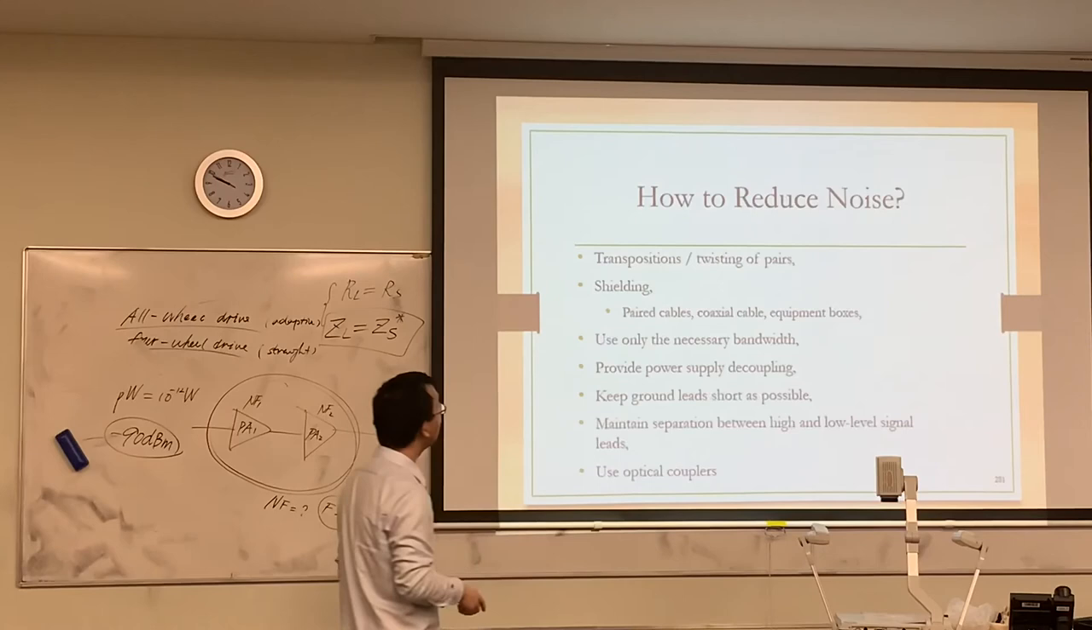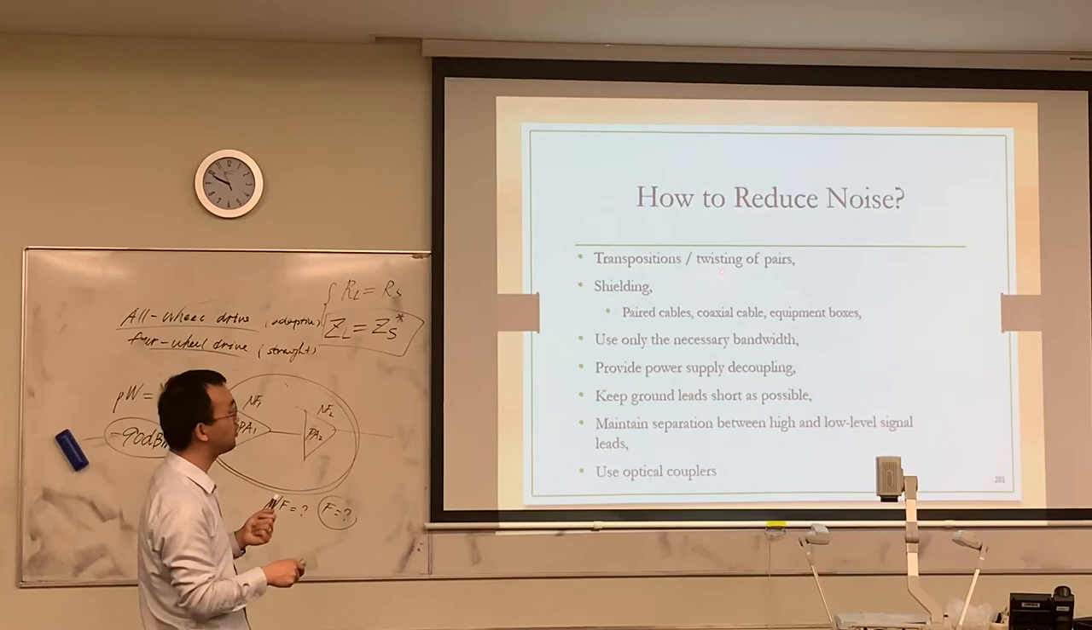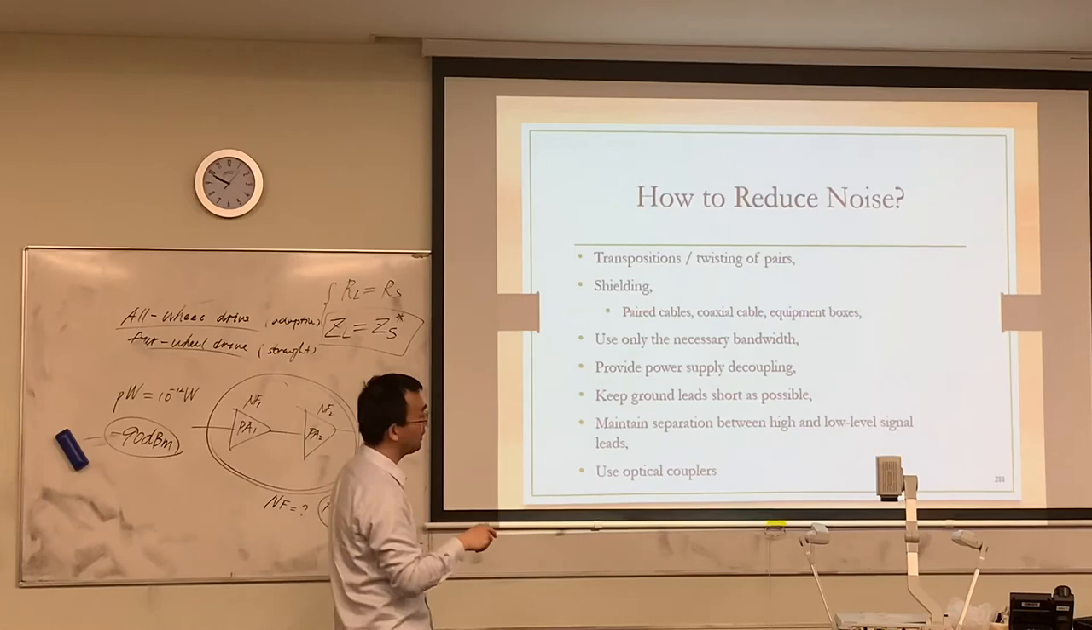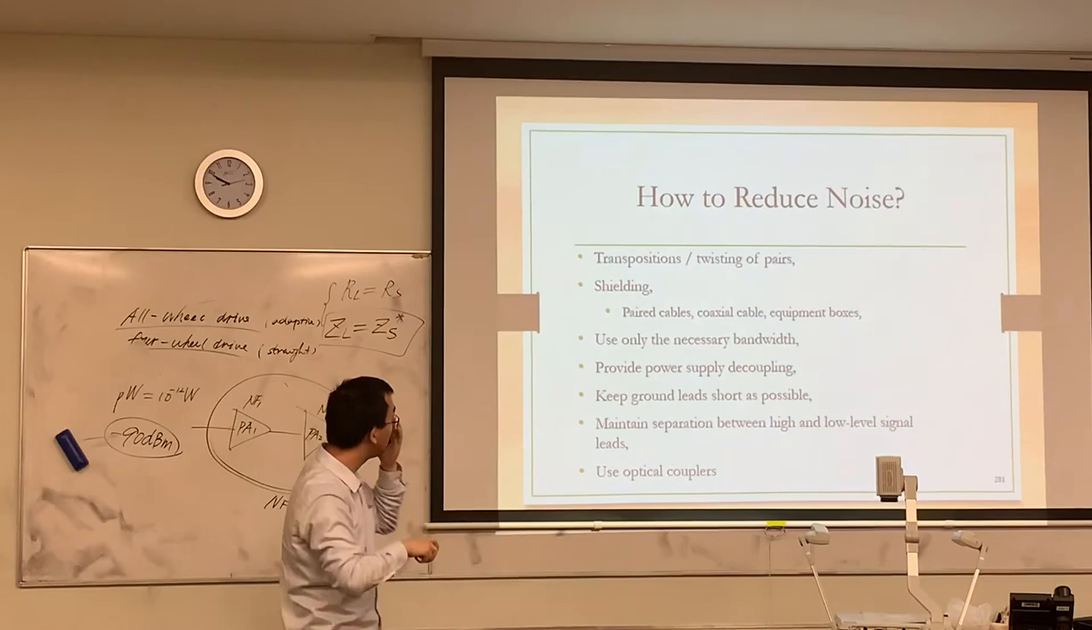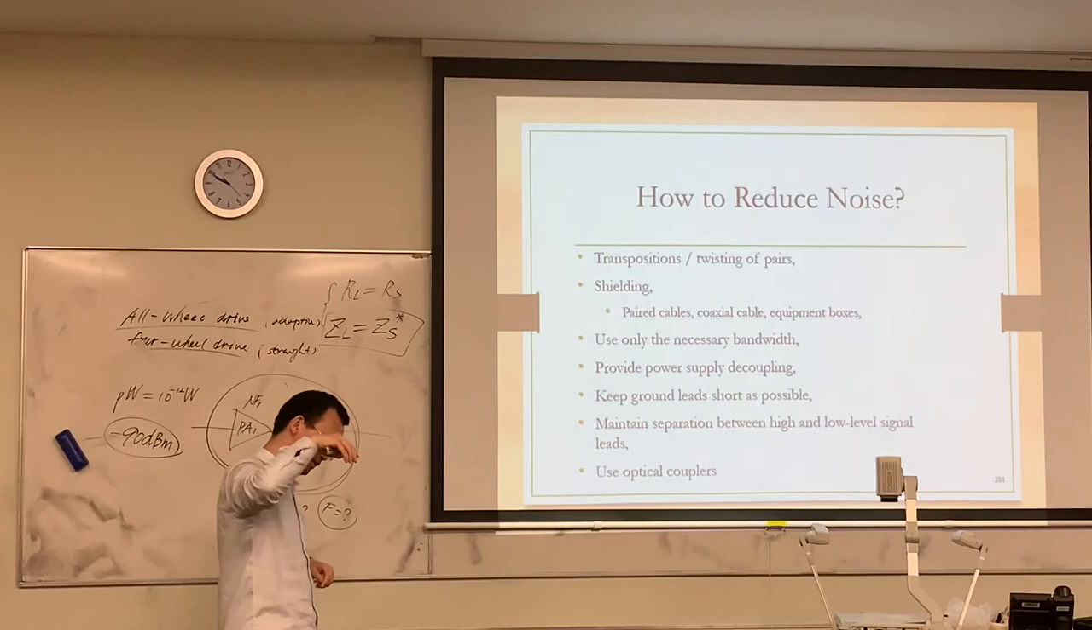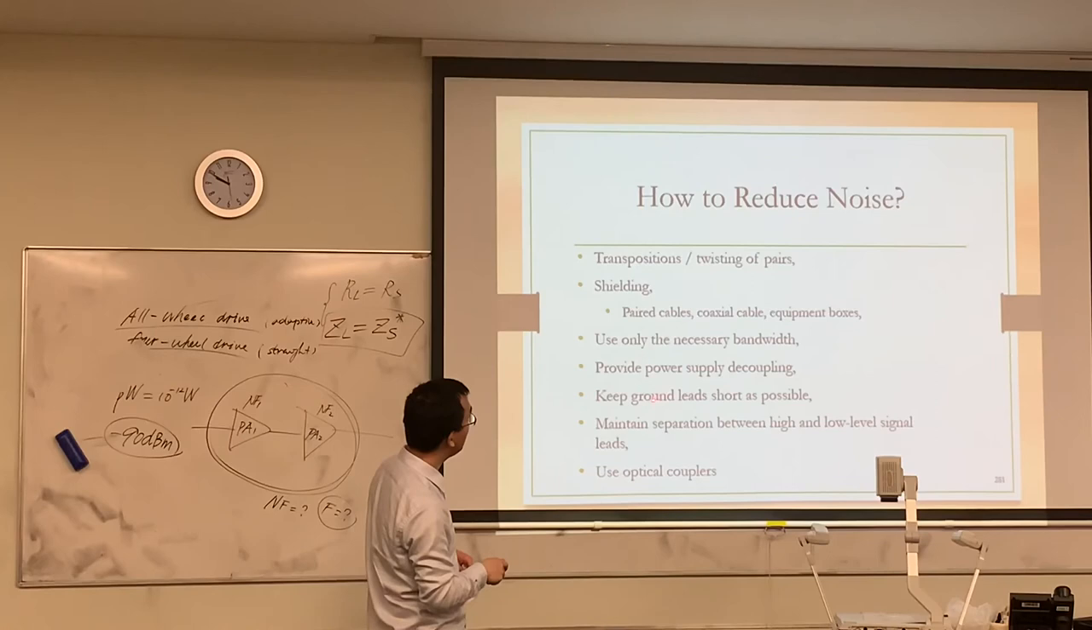First one, we use twisted pair. Because the currents flow in opposite directions, you can cancel the magnetic field. Another one is using shielding, which means you can use aluminum foil to wrap around the circuit, to reduce noise. Another one is to reduce the bandwidth, like the one I mentioned. Another one is to use power supply decoupling, which means you can direct the noise to the ground to reduce the noise. Then you keep the ground lead as short as possible.